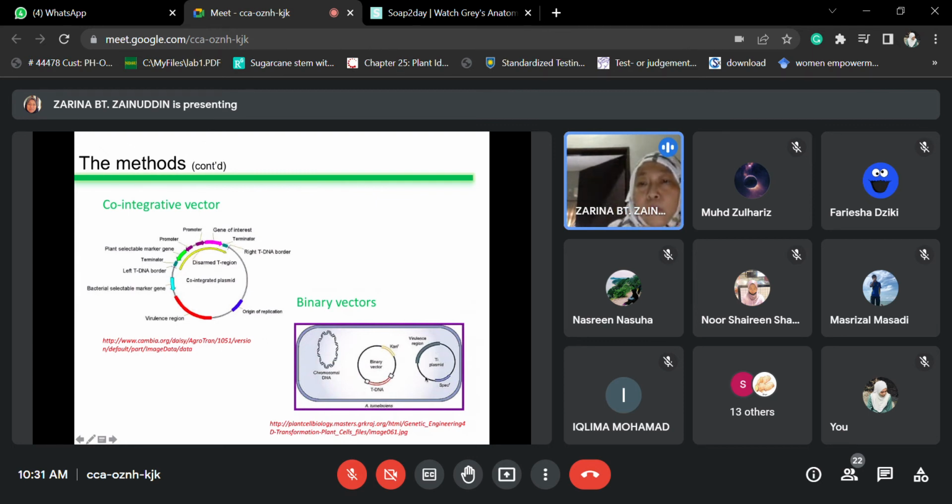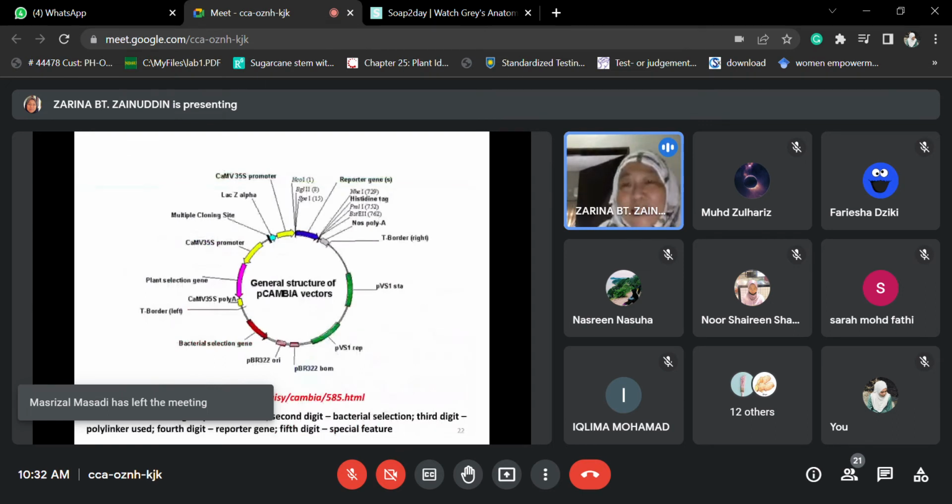Okay, where we have two plasmid. One plasmid contain the tDNA region with gene of interest, while another plasmid contain the virulent regions. Okay, so nowadays we use this binary vector, where the virulent region is located on different plasmid from tDNA region. Okay, any question? No. Tak ada? Okay, boleh follow? Hopefully tak berat sangat lah.